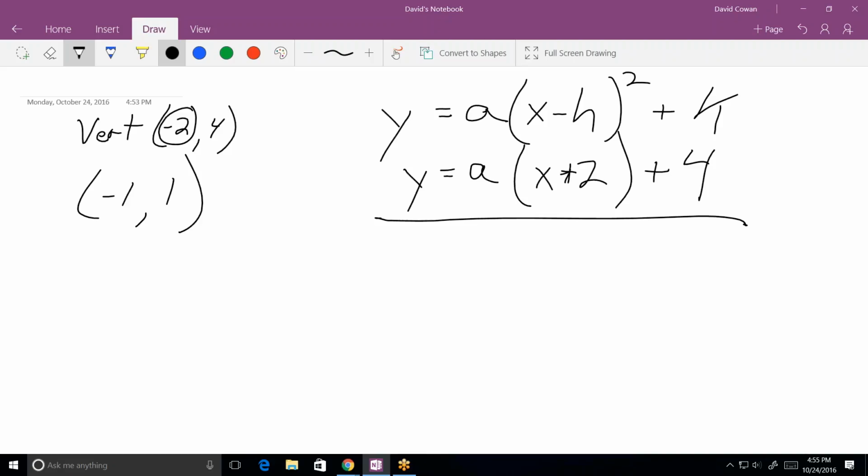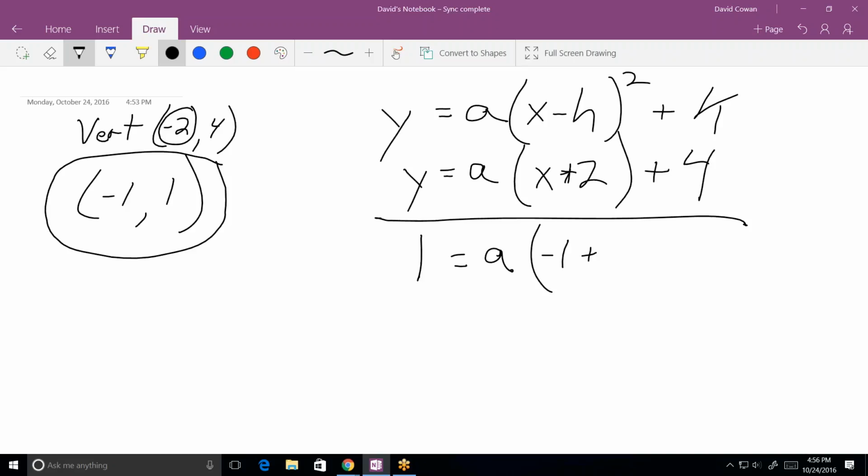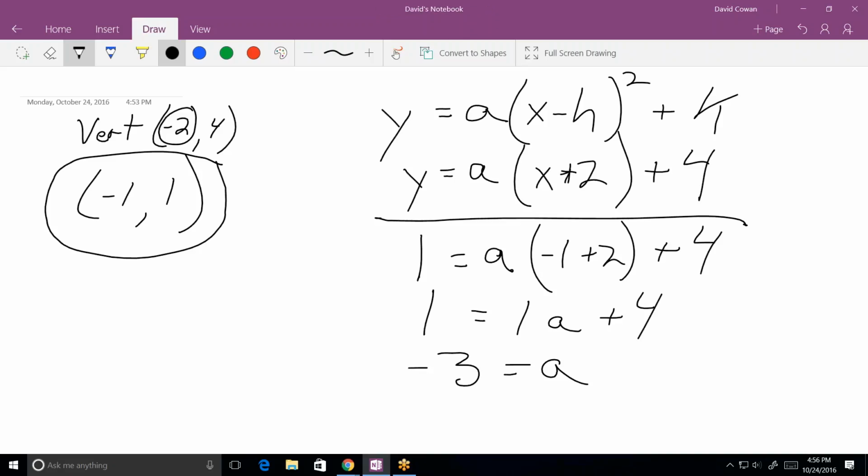Well, there's 3 variables in that. But they told me that this parabola went through that point right there. So that point has to satisfy my final equation. So I'm going to plug in the 1 for y. I'm going to leave that as a. I'm going to plug in the -1 for x. And now I can solve that for a. In other words, now I have 1 equals 1a plus 4. Now I have -3 equals a.